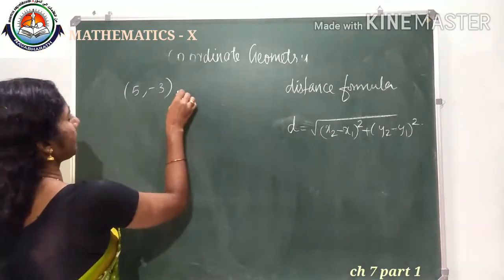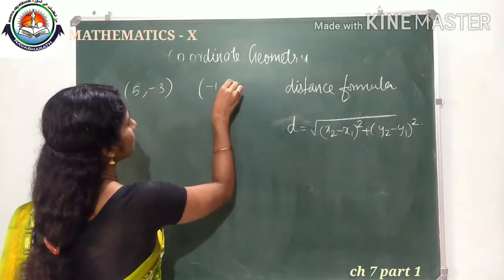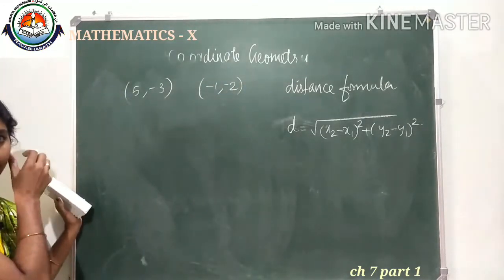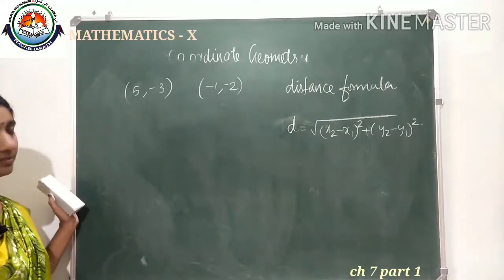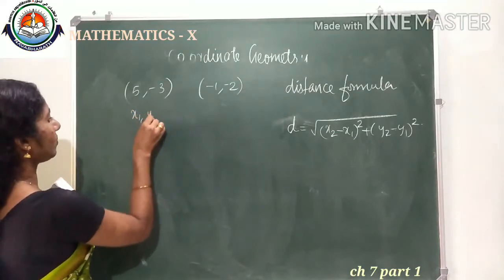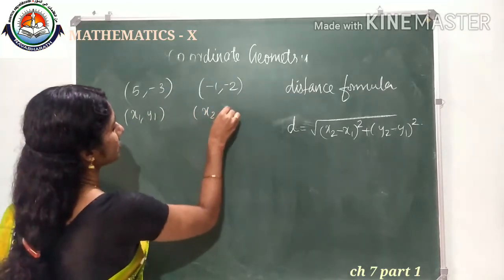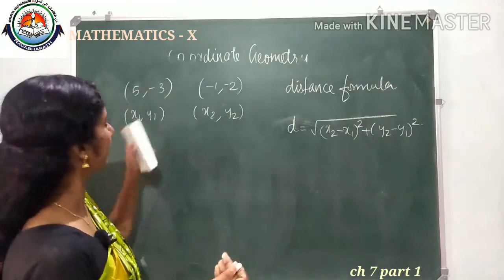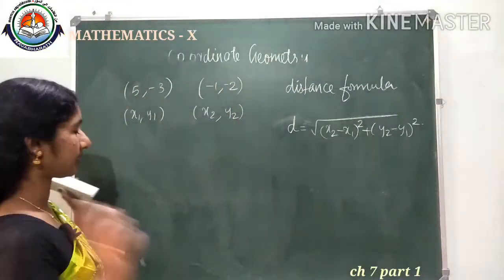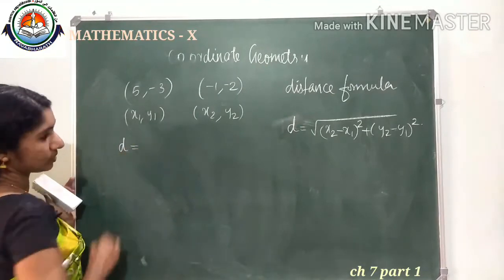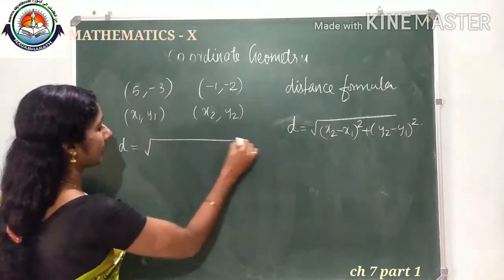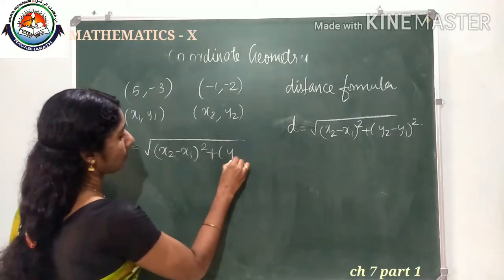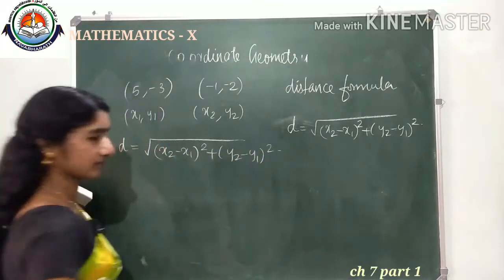One point is given as 5, minus 3 and another point is given as minus 1, minus 2. Two points are given. We need to find the distance between them. Let us take this as x1, y1 and this coordinate as x2, y2. Just to apply the formula I have given the names. If you are able to write directly, no problem. Always write the equation which you are going to apply. Distance is equal to root of x2 minus x1 whole square plus y2 minus y1 whole square.